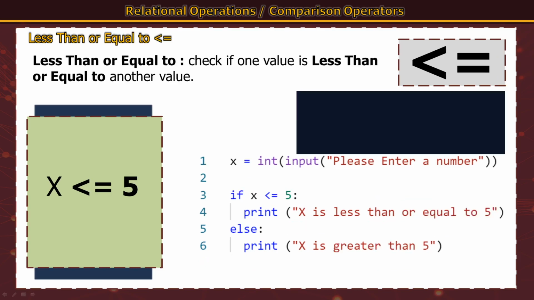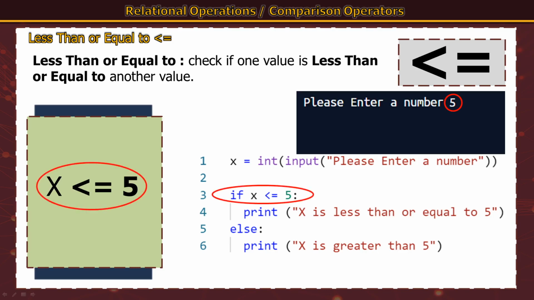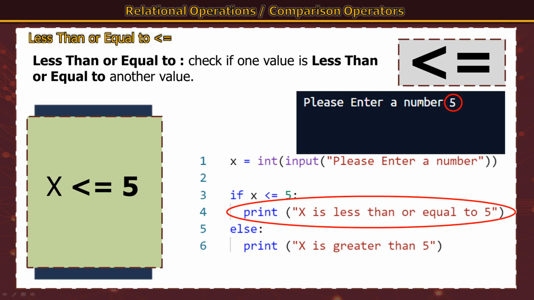Less than or equal to checks if a value is less than or equal to another. So here on line 1 I enter a value. I've entered 5. If 5 is less than, which it's not, or equal to 5, which it is, okay, so therefore this statement is true, it would go down inside the if statement and it would print out x is less than or equal to 5.